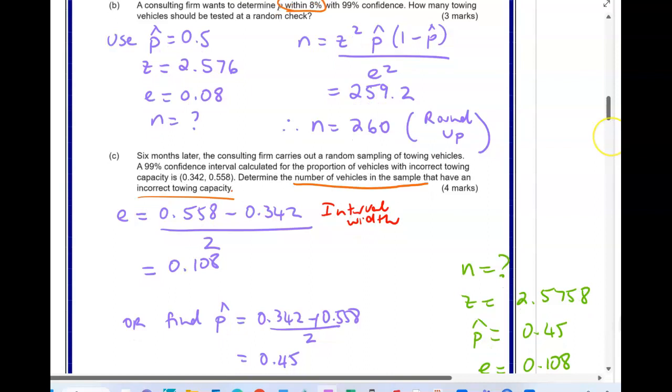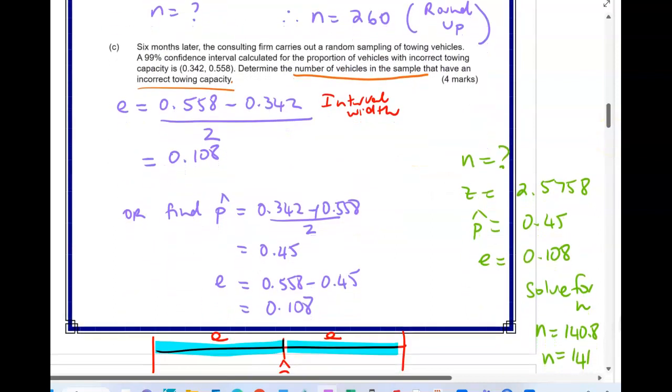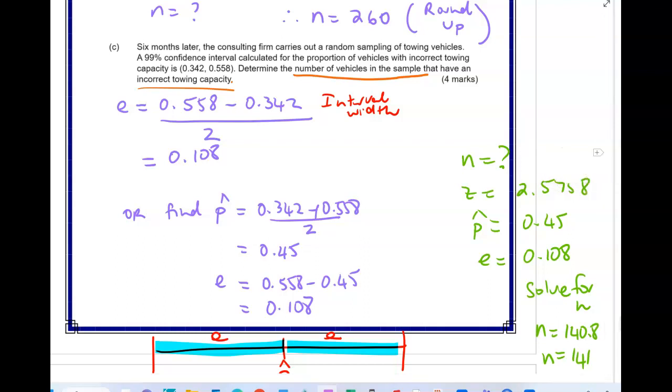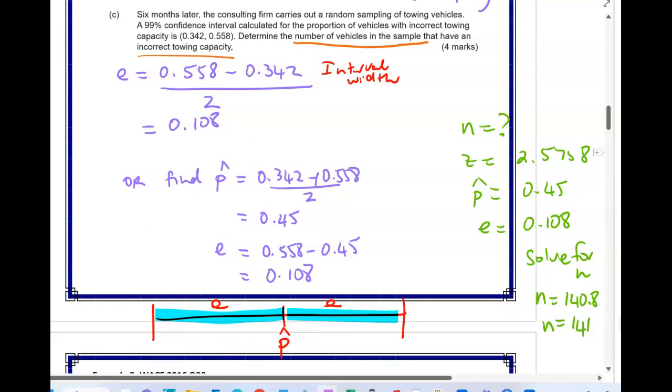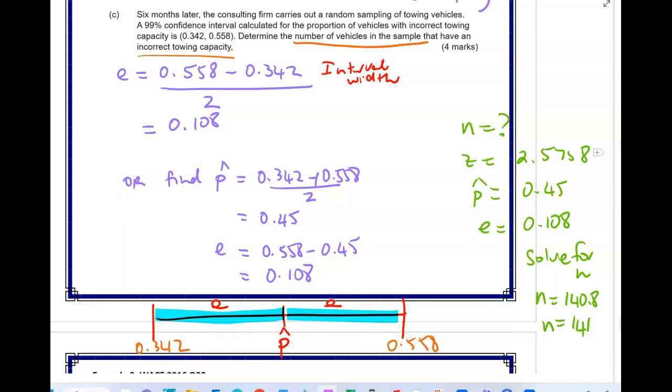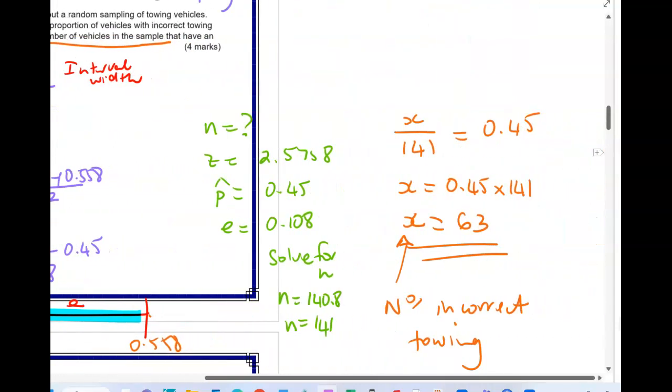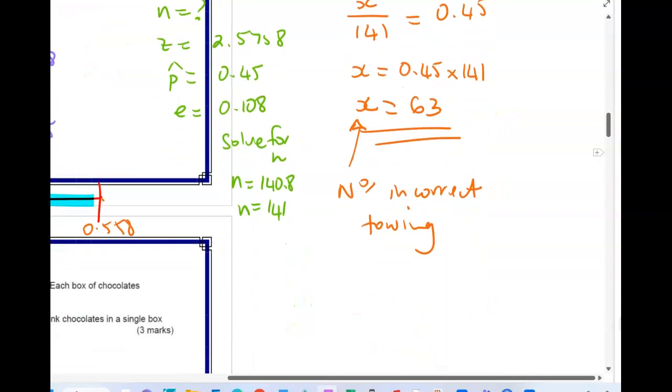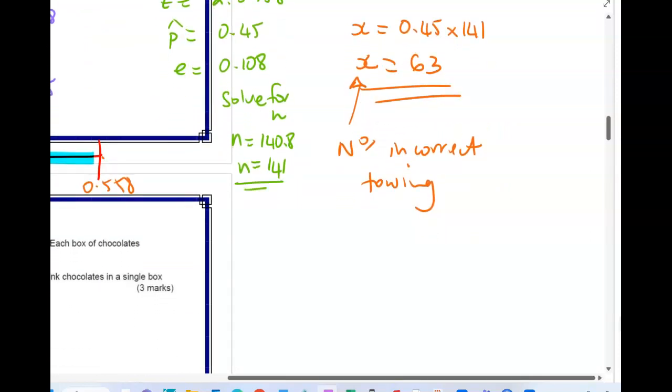The next problem, easiest way to determine the margin of error is just to work out the interval width, the difference between the endpoints of the confidence interval, and halve that. You could use the method of finding the sample proportion first. And so remember, the sample proportion is in the middle of the interval. So there's your 0.342, there's your 0.558. So find P hat, and then the difference between the 0.558 and your 0.45 gives you your error. Either way, sticking those values into your E activity we get n is 140.8, which we would round to 141.